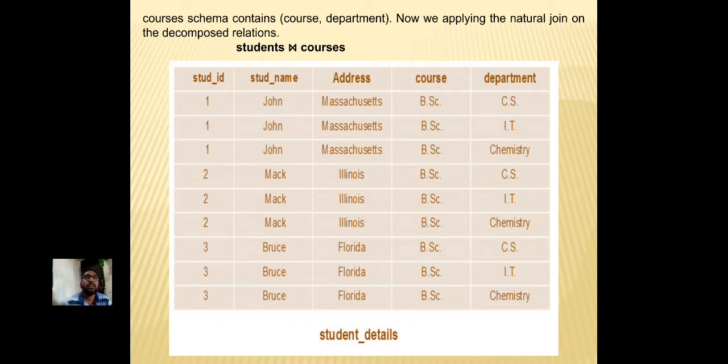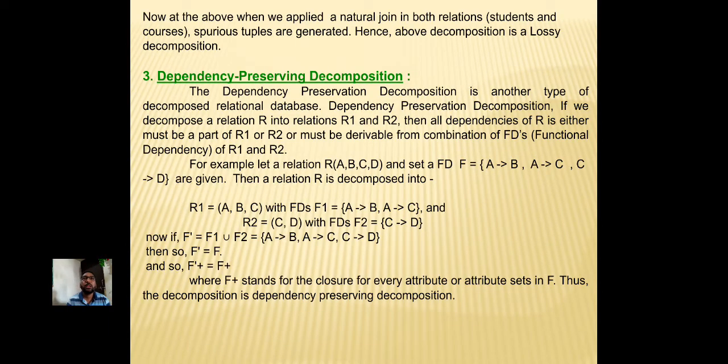Now we apply the natural join on the decomposed relations, student and course, and so this table, student details, has student ID, student name, address, course and department. When we applied a natural join on both relations, student and course, spurious tuples are generated here. Hence the above decomposition is a lossy decomposition.